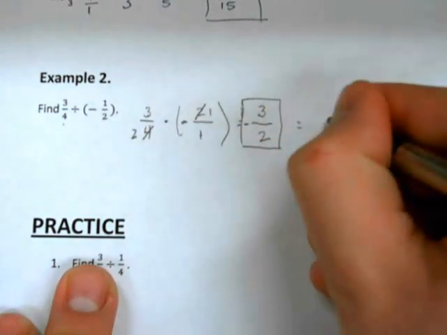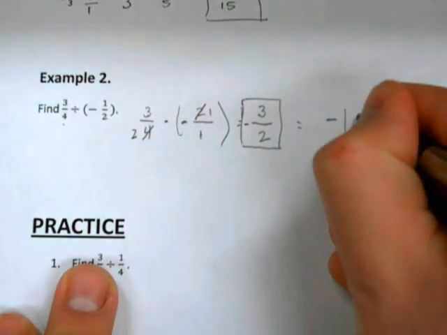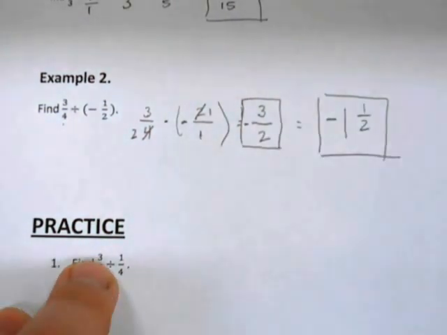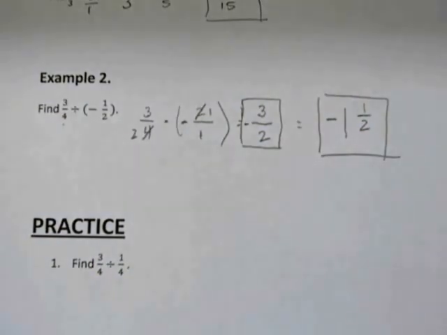So you can write that as well as -1 1/2 if you'd like. Either way works, but that would be how you would multiply fractions. Sorry, not multiply, we're dividing. So that'd be how you divide the fractions, not multiply. You're dividing them. And that's what you do.